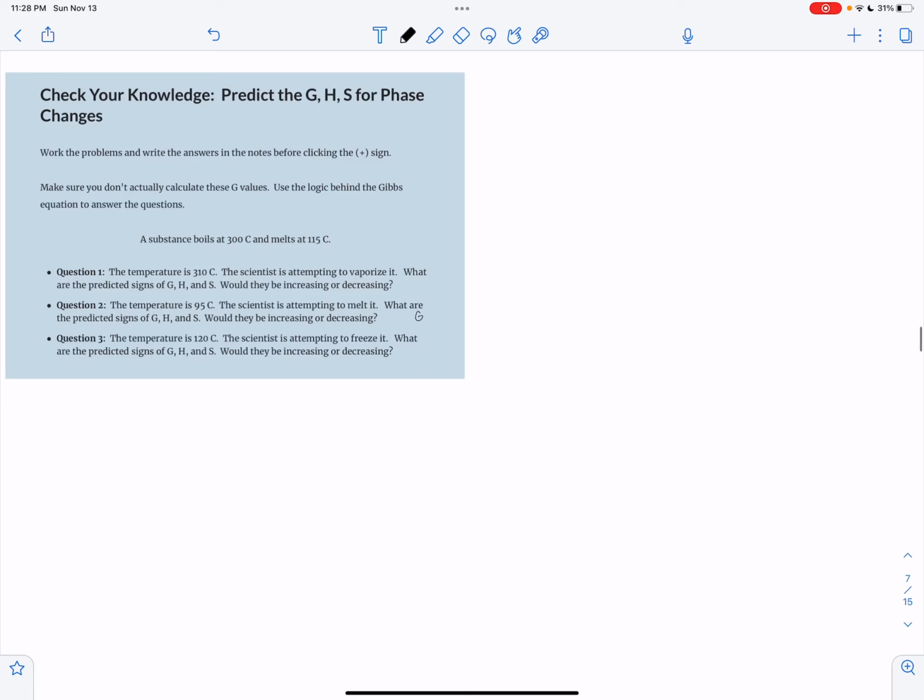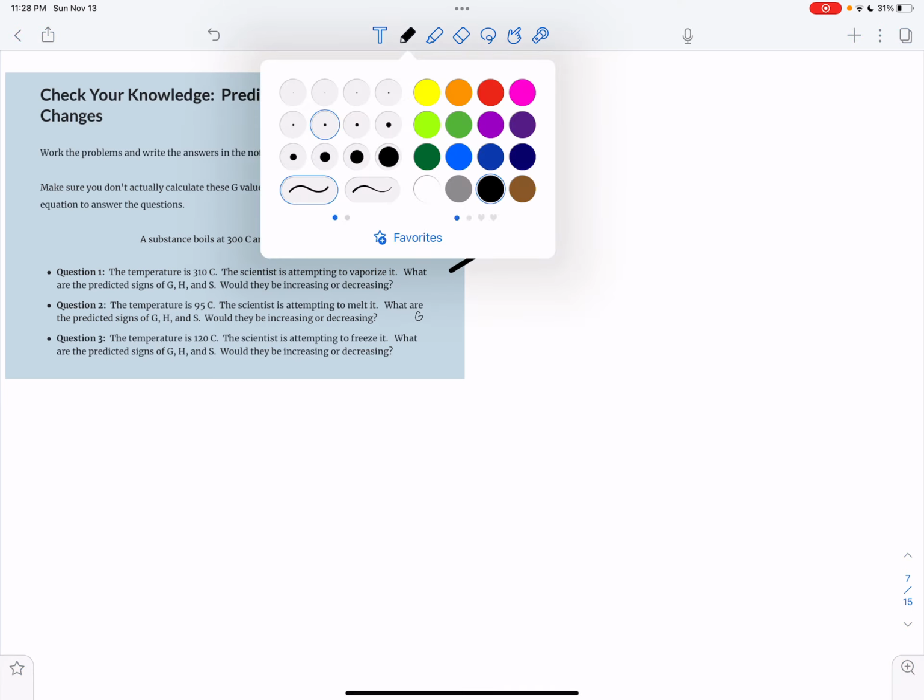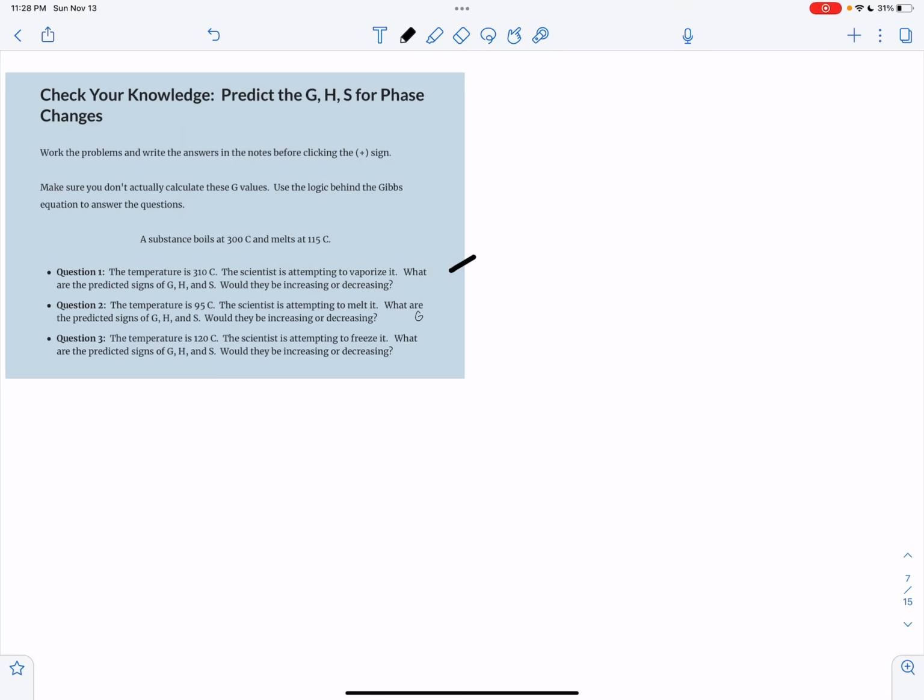Okay, so for question 1, here's the temperature. The scientist is attempting to vaporize it. What are the predicted signs? And so we have G, we have H, and we have S. And so notice that this temperature is above the boiling point.